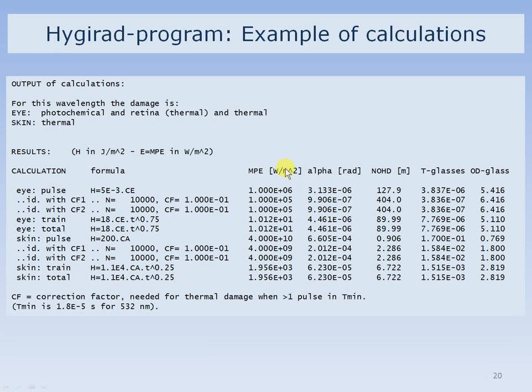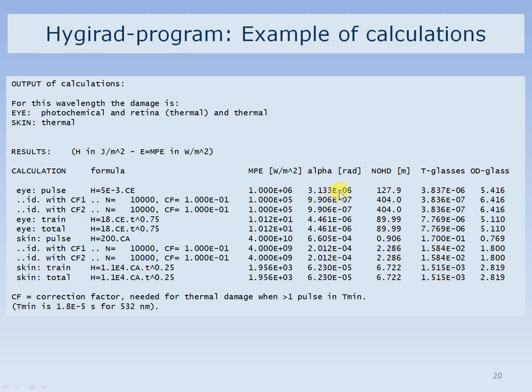And here we have an example of the calculations. The program gives the possibilities for damaging and the results for the eye in the pulse, the train, and the total, for the skin, pulse, train, and total. This is the formula as used in the directive of the European Union. This is the maximum permissible exposure that's valid for this time region.